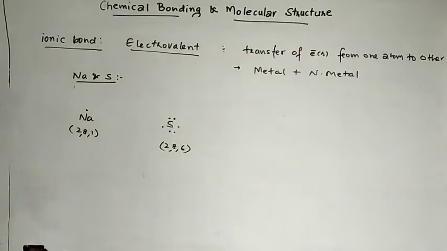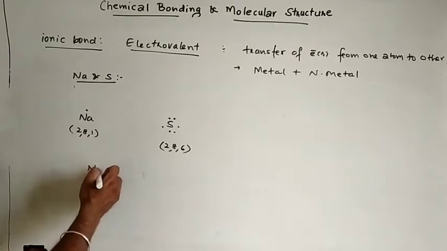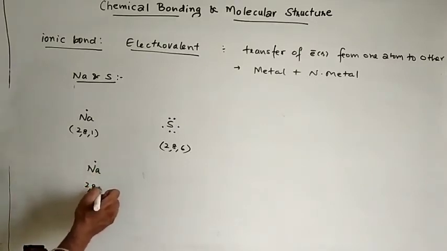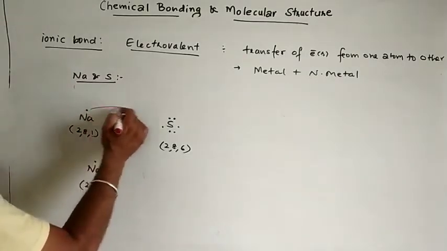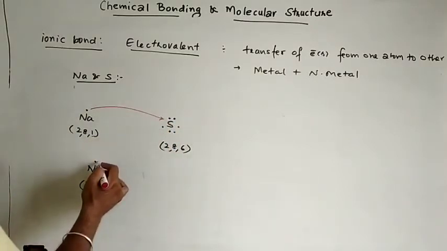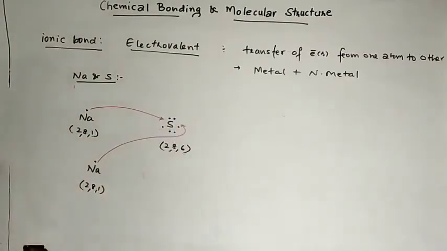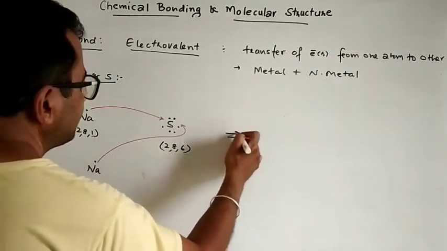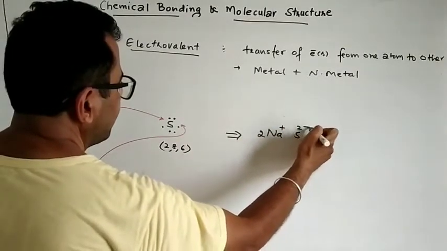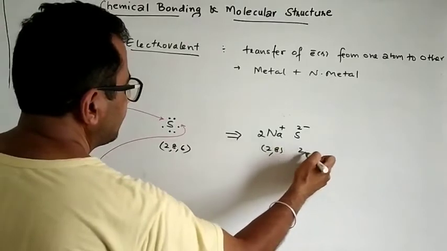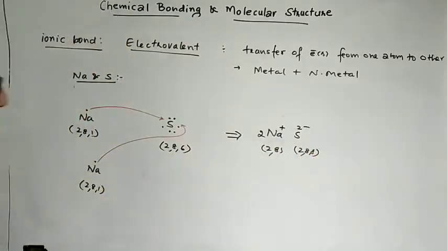Now sulfur requires 2 electrons, but sodium has only 1 electron. Then what to do? We have to take one more sodium. Now this sodium has 1 extra electron, it will lose it, give to sulfur. This sodium has 1 extra electron, it will lose it, give to sulfur. So sodium loses 1 electron, positive. Sulfur gains 2 electrons, negative. 2, 8, 8.